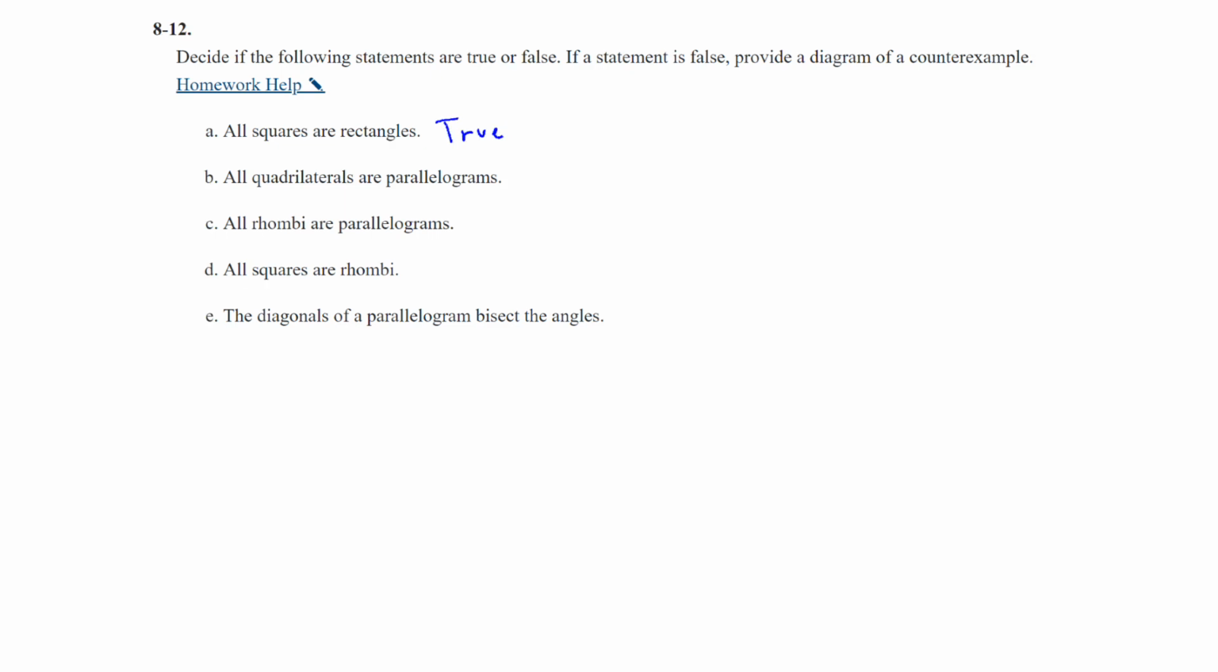All quadrilaterals are parallelograms. And that is false. Not all quadrilaterals are parallelograms. We can build a quadrilateral as a counterexample here, and I'm just going to draw what that would look like. So there's a counterexample of a quadrilateral where it is not a parallelogram.